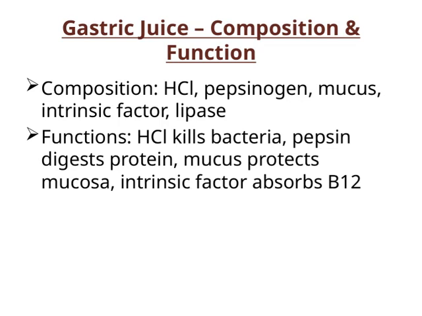Let's take a closer look at the composition and functions of gastric juice. It mainly consists of several key components: HCl, pepsinogen, mucus, intrinsic factor, and lipase. Each of these has a specific role in digestion and protecting the stomach. HCl, or hydrochloric acid, is crucial because it kills bacteria that enter with food, helping to keep us safe from infections. Pepsinogen is an inactive enzyme that gets converted into pepsin in the acidic environment.